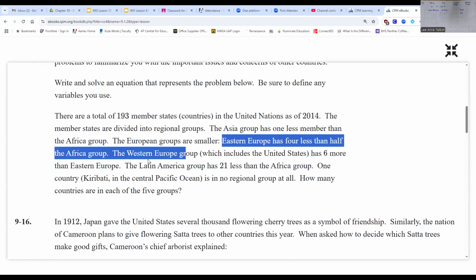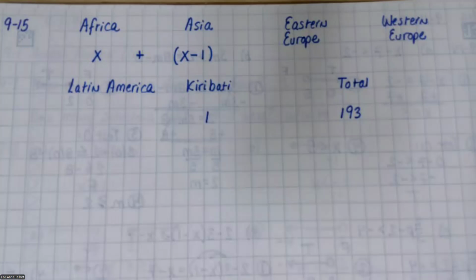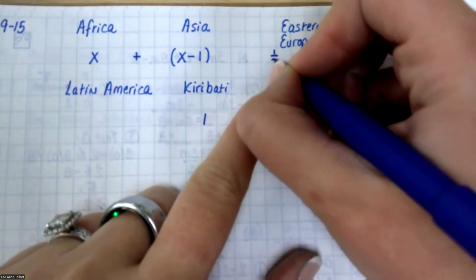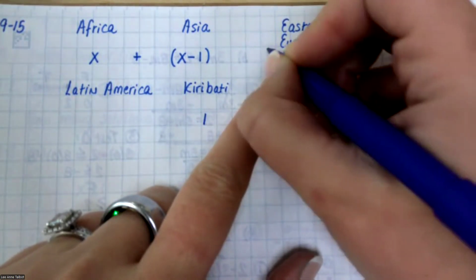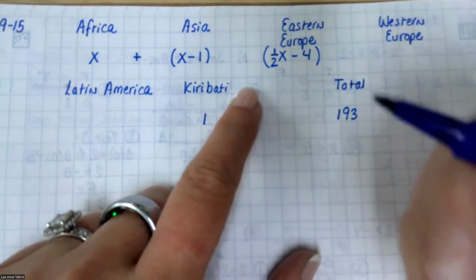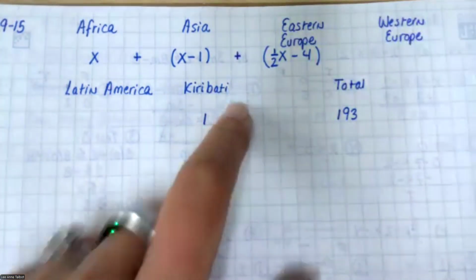Eastern Europe has four less than half of Africa. How do I write that? Four less than half. Okay, other way, almost. So 1/2 X minus 4. The less than means subtraction that comes off the end.